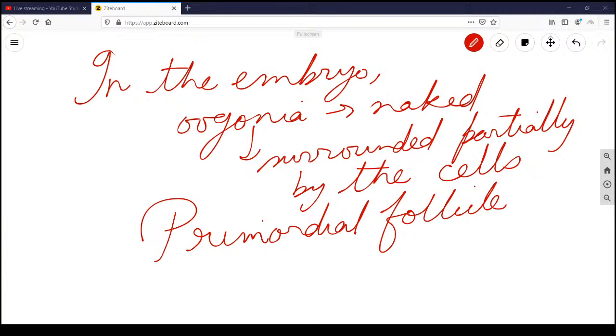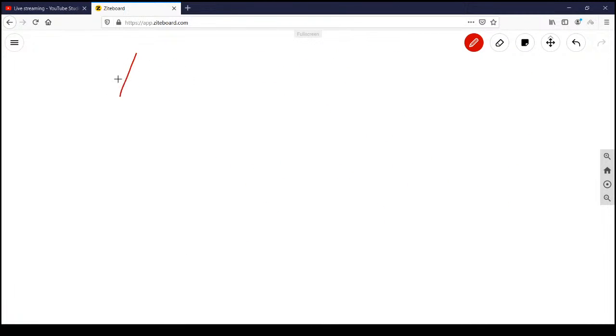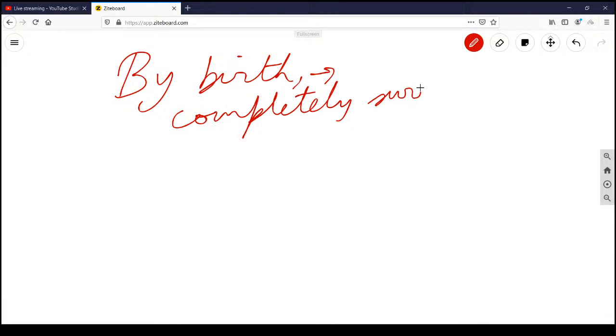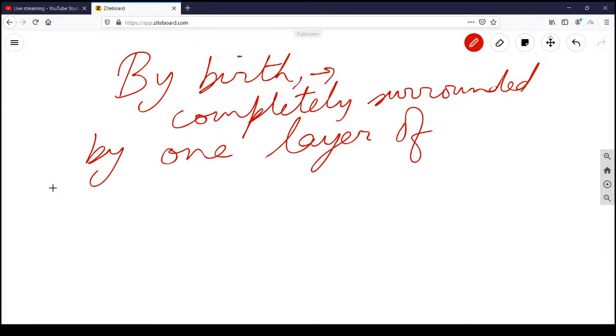And when you reach the stage of birth, the primary oocytes are completely invested with a complete layer of follicular cells, known as the granulosa cells. The complex of primary oocyte and these granulosa or follicular cells is then called the primary follicle, which I had already shown you in the table. So when you reach the stage of birth, they are completely surrounded by one layer of granulosa or follicular cells.